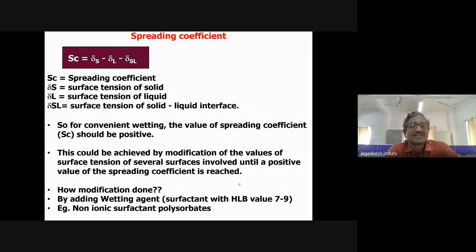But how to do this? Generally we know that this can be done by adding the wetting agents we have already seen previously, Spans and Tweens. They are intermediate in nature, near an HLB value of 7 to 9. They will solve a lot of problems in making these suspensions. We are going to select them to enhance the spreading coefficient.